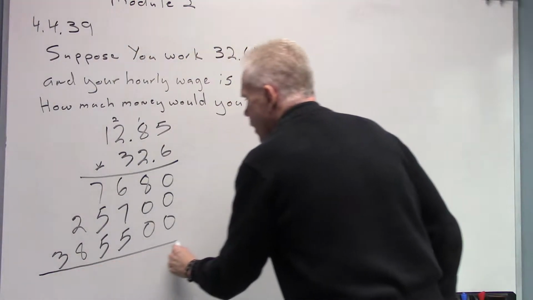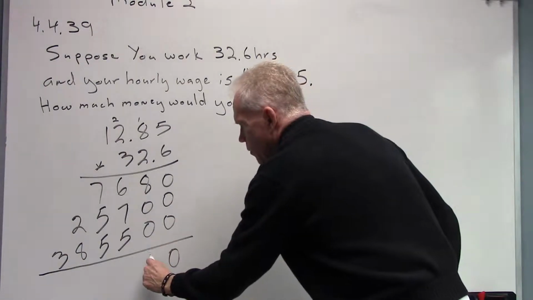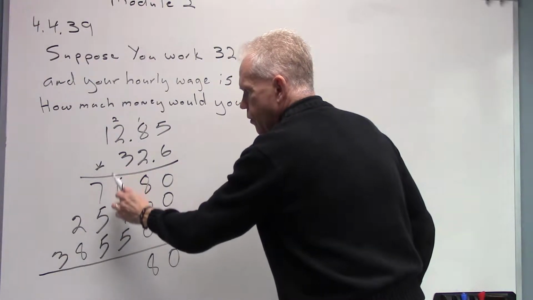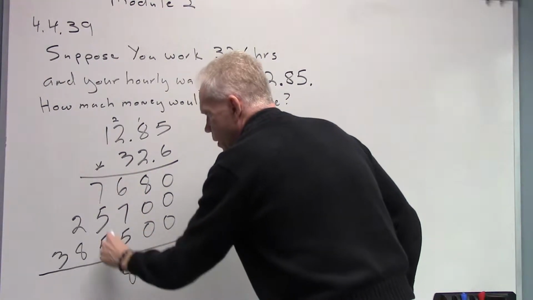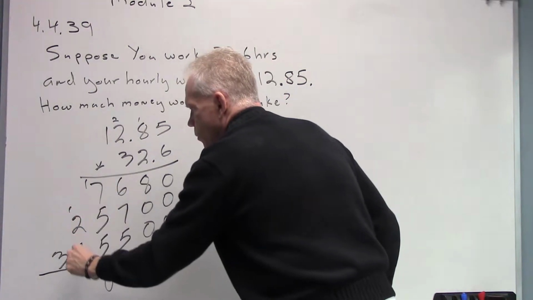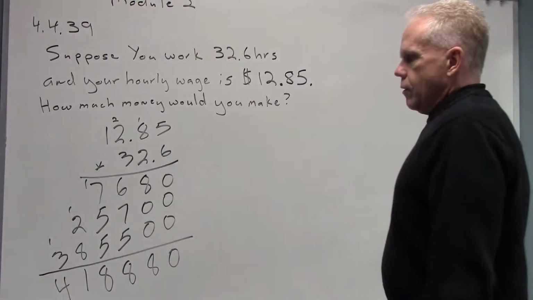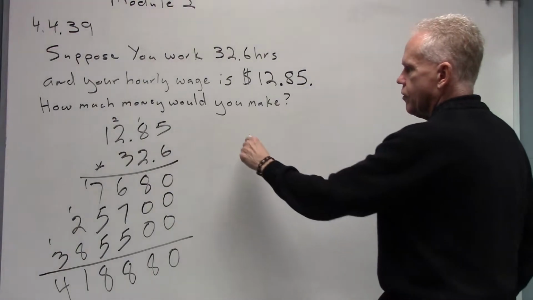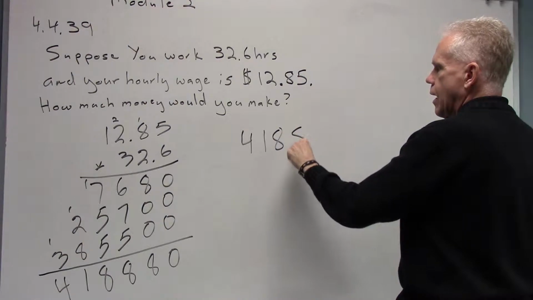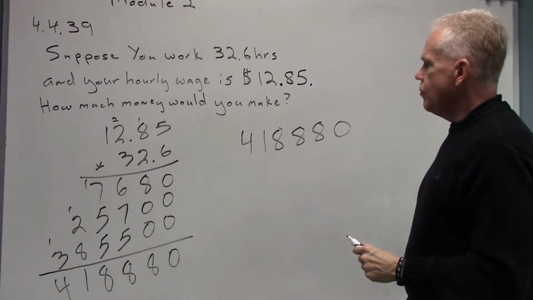Okay, so now we've got all those there. Let's go ahead and add these up. We've got a 0 here. We've got an 8 here. Okay, so 6 and 7 is 13 and 5 is 18. We're going to carry a 1. This is 10, 18. Carry another 1. 11, carry a 1, 4. Okay, so the digits in our answer are 418880.